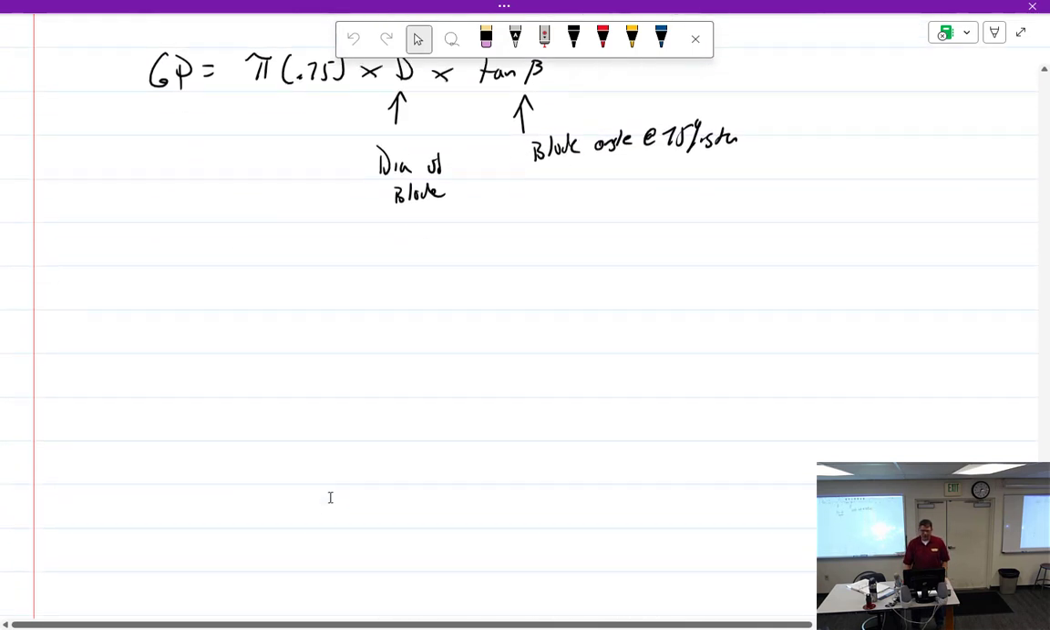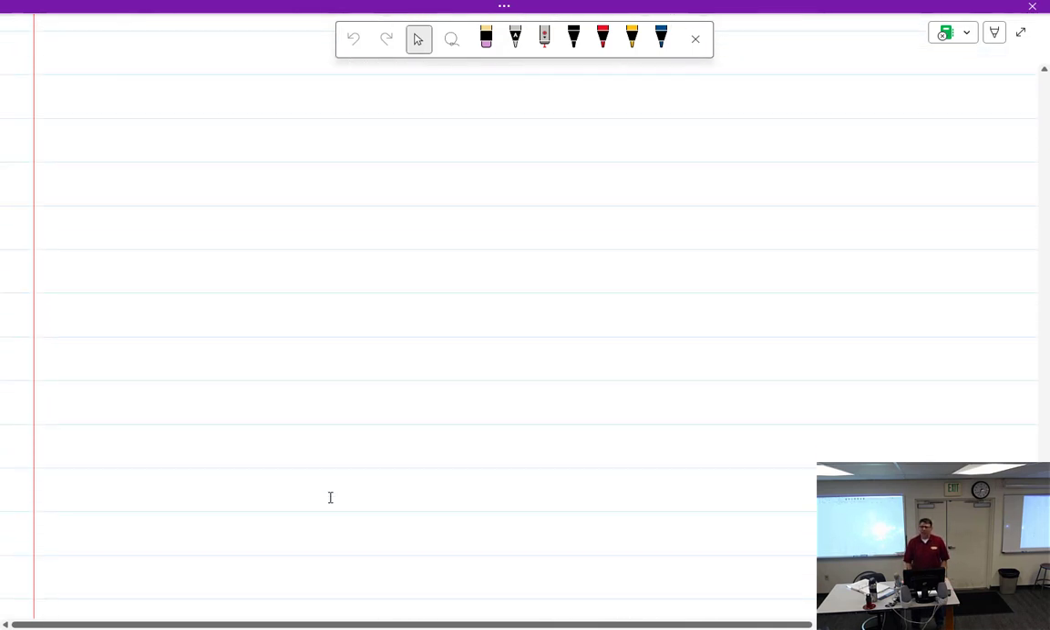Okay, so geometric pitch is defined as how far the plane would move forward if the propeller had no slip and was 100% efficient. So you take what the angle is, and how far it's going to move forward. So it's a mathematical thing.